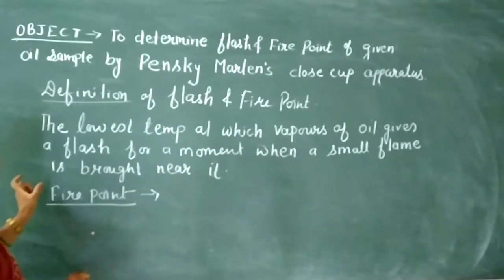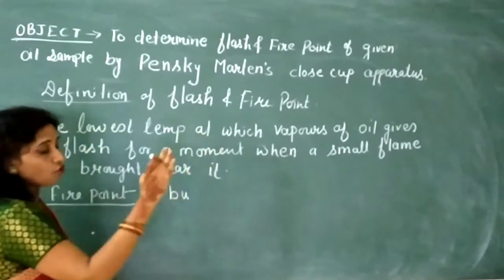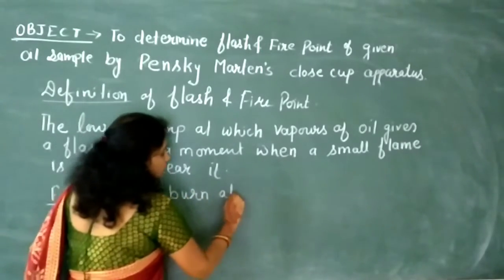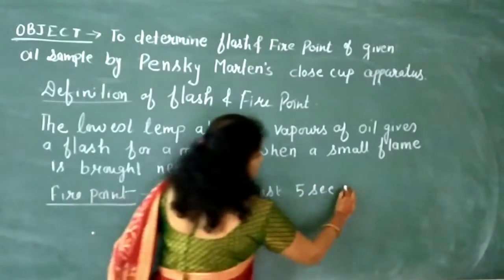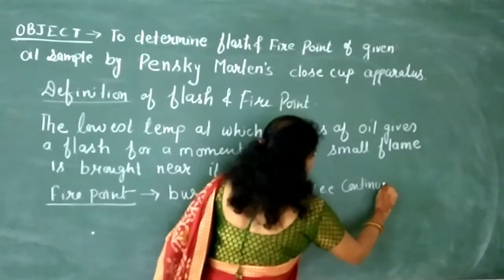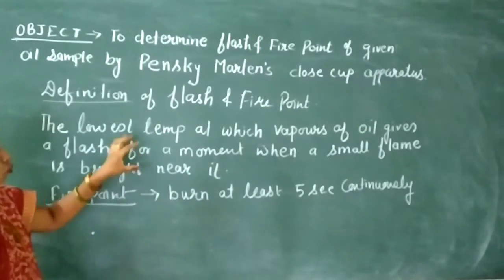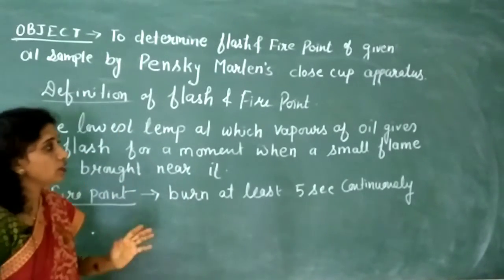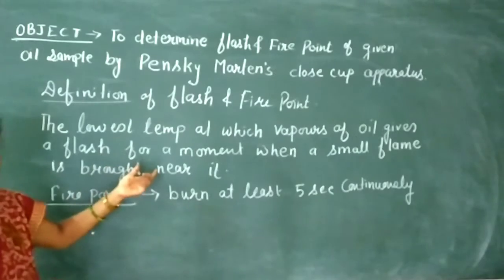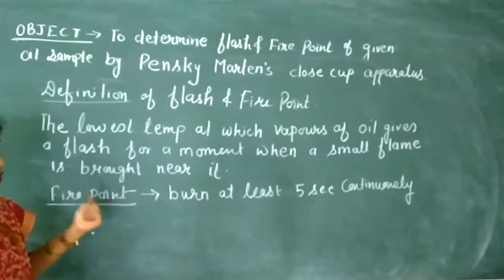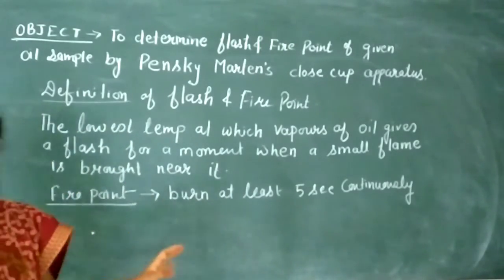In the fire point definition, in place of 'gives a flash', we should add 'burn'. That means the vapors of oil burn for at least 5 seconds continuously when a small flame is brought near it. So both definitions are very similar, with only one change. If the oil gives a flash for a moment, that is the flash point, and if it burns for at least 5 seconds continuously, that is the fire point. So we should learn the definitions properly.